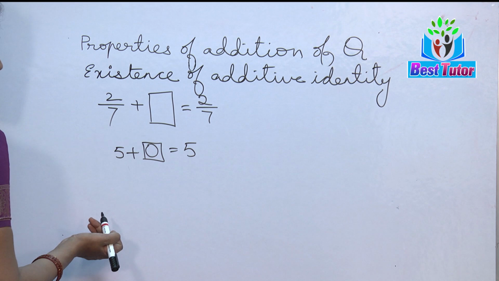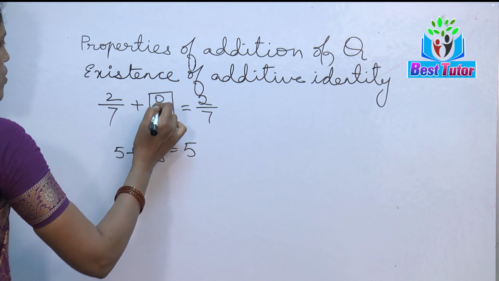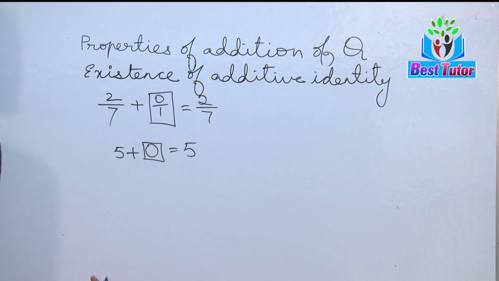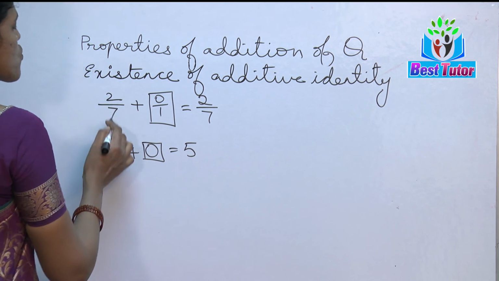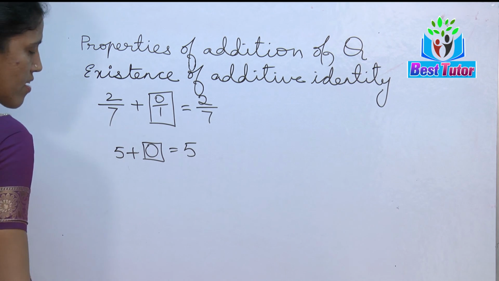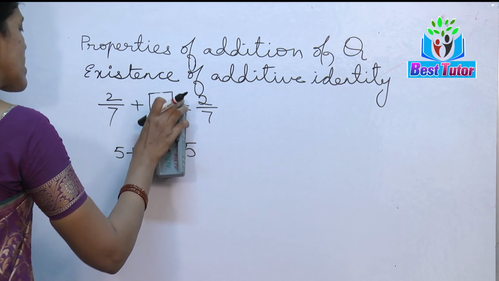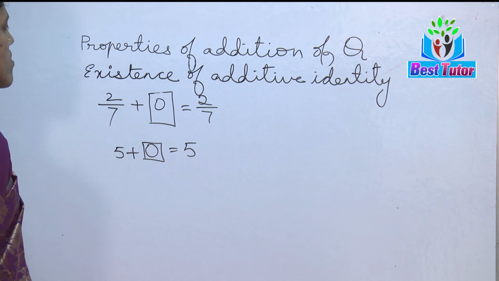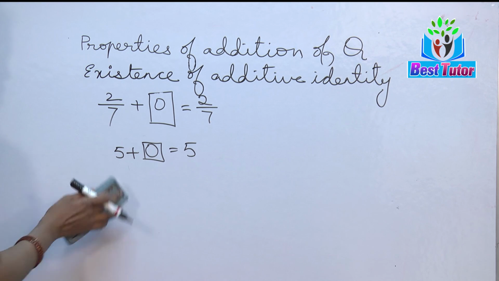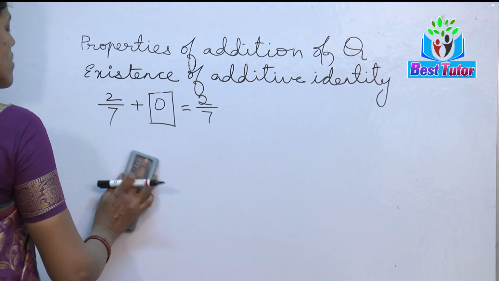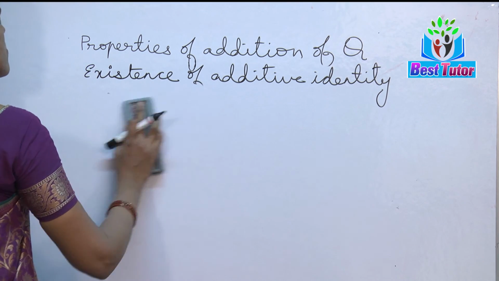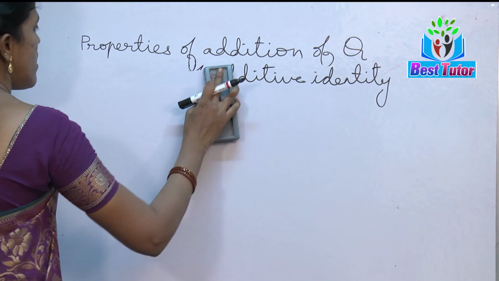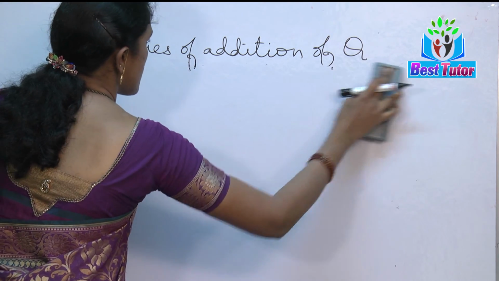Is 0 a rational number? Yes, of course, 0 is a rational number because 0 can be written as 0 by anything. So 2 by 7 plus 0 by 1 is equal to 2 by 7. So 0 is a rational number. We can directly write it as 0. 0 is the additive identity of rational numbers. So there exists additive identity in the set of rational numbers.